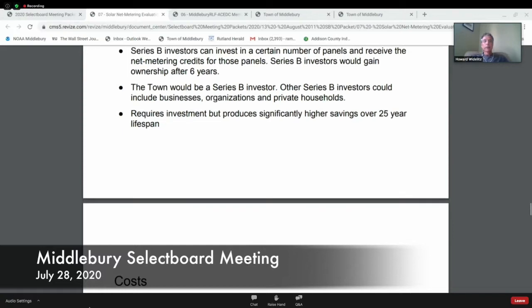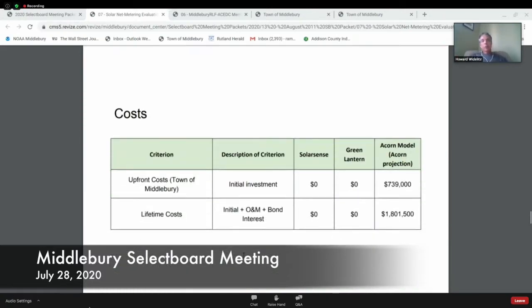And go ahead. So in terms of costs, as I mentioned, with SolarSense and Green Lantern, there's no upfront cost, no lifetime costs. It's basically you sign a contract and get the benefit. With the Acorn project, there is a large upfront cost, and the lifetime costs are also fairly high. Obviously, if we went this route, we'd want to make sure that we have all the numbers right. This was a result of our discussions with Rich Carpenter, and we feel that this is a pretty good estimate of where we would be. So if you go to the next slide.